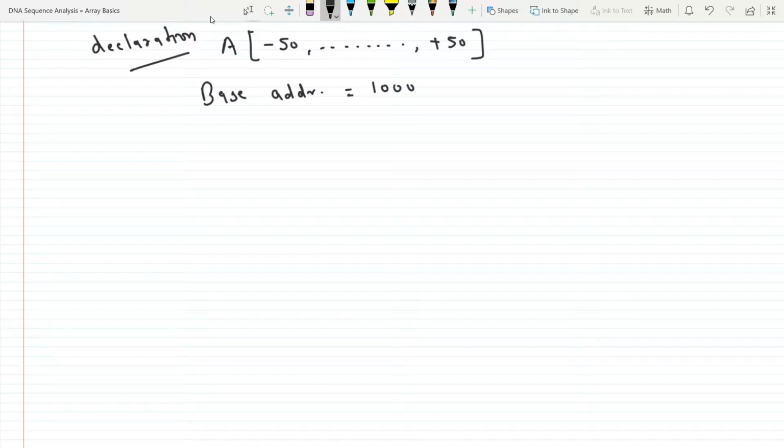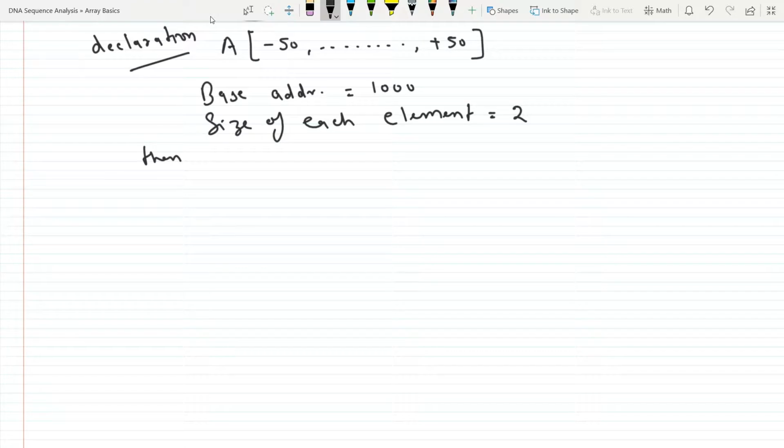And size of each element. So what is the size of each element? They are taking 2 bytes, or let us assume 2, and we are supposed to find the location of A of 0. So this we are supposed to find.